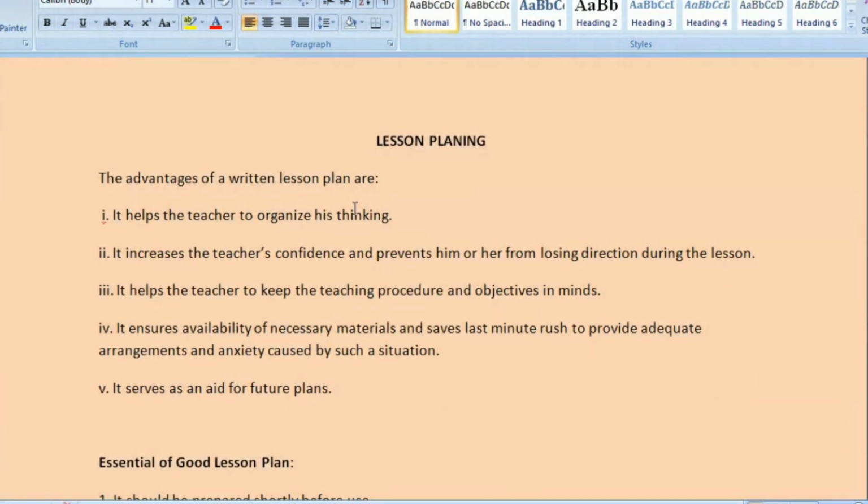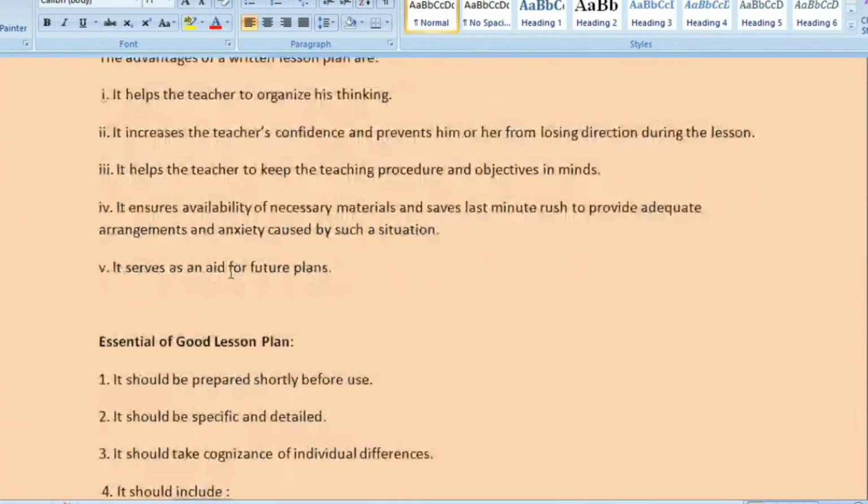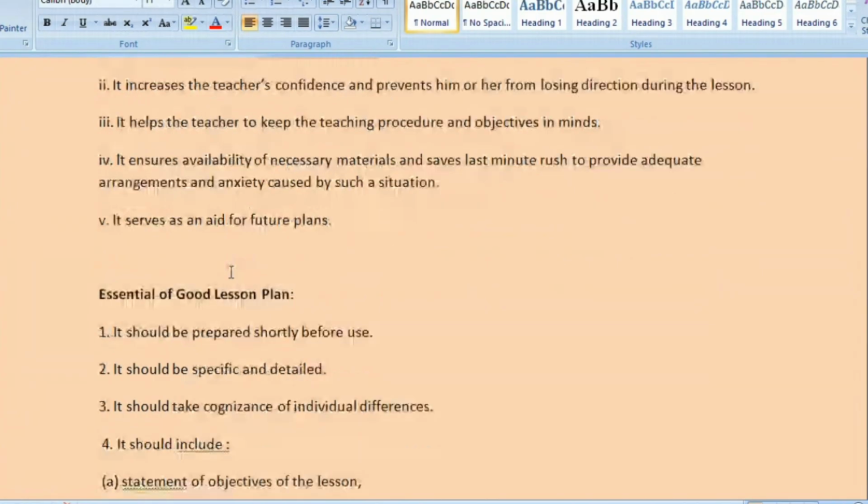The advantages of a written lesson plan are: first point, it helps the teacher to organize his thinking. Second, it increases the teacher's confidence and prevents him or her from losing direction during the lesson. Third point, it helps the teacher to keep the teaching procedure and objectives in mind. Fourth, it ensures availability of necessary materials and saves last-minute rush to provide adequate arrangement and the anxiety caused by the situation. Fifth point, it serves as an aid for future plans.